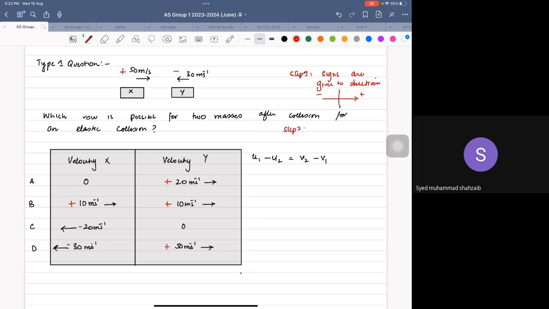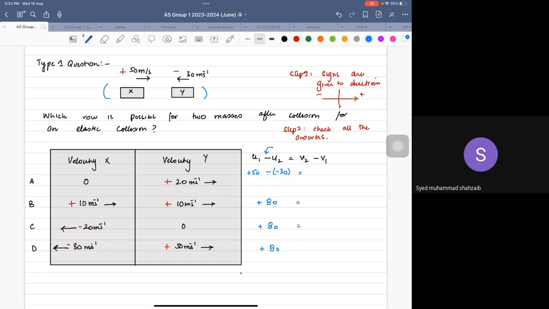Step 2 is I'm going to check all the answers. You're not going to stop at one, but check all answers. So let's see which one is right. Initially, u1 was positive 50 and u2 was negative 30. Because these two are fixed in every part, 50 plus 30 is 80, so the left-hand side is going to be positive 80.